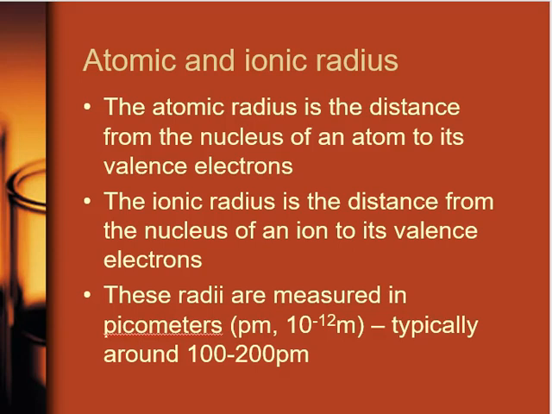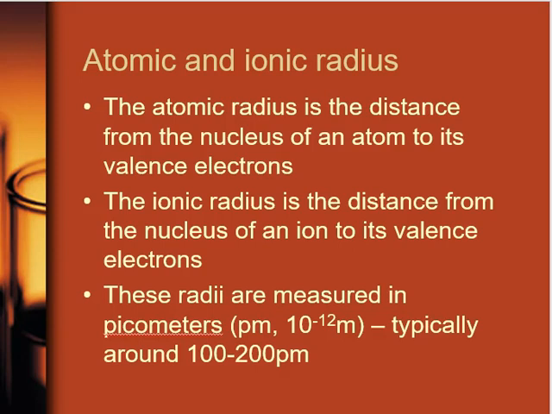The atomic radius is the distance between the nucleus of the atom and its outermost valence electrons. It's got nothing to do with what's happening on the inside, it's the outermost shell of electrons. And the same thing for the ionic radius. These radii, that's the plural of radius, are measured in picometers, which is 10 to the minus 12 meters, 0.000000000001 meters. Typically, around 1 to 200 picometers is the radius for most atoms.